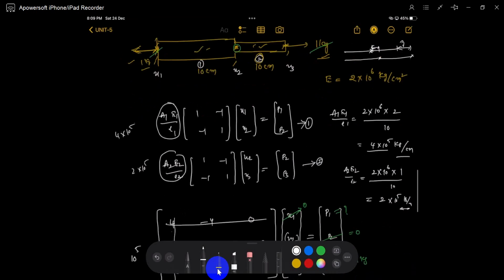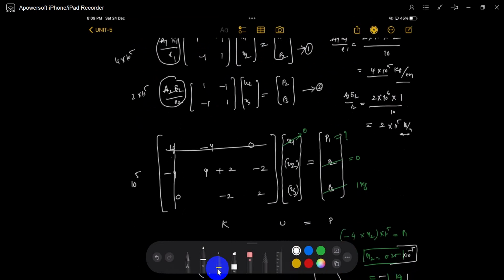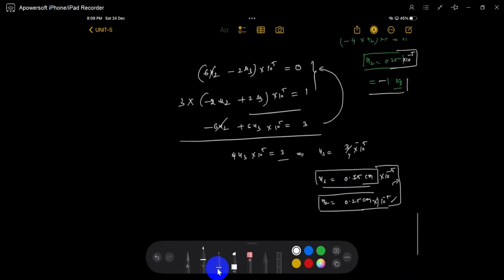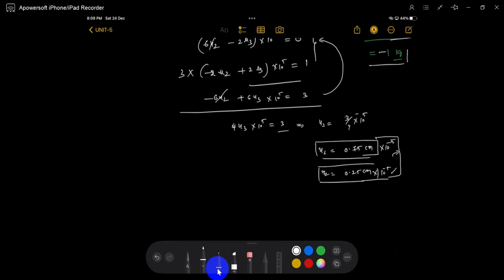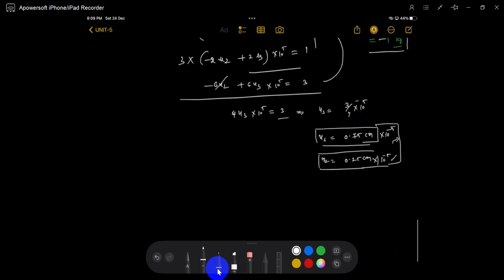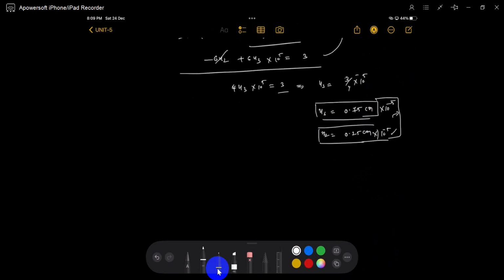So analysis means strain, displacements, reactions, and finally finding out the stresses also. Sir, can you find out the stress? Okay, we will find out the stress, but we will see it in the next problem. In the next two or three problems we will see the strain and stress also. This problem is just an elementary problem, that's why I left it. Now we will see the second problem and third problem also, one by one.